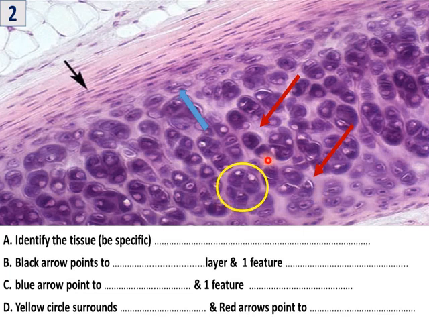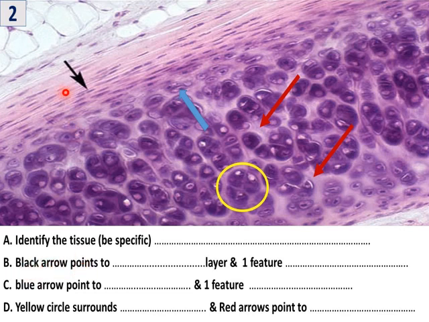Okay, number 2, I can see many cell nests, and this is surrounded with perichondrium. The cartilage that's surrounded with perichondrium is either hyaline or elastic. I cannot see the elastic fibers and I have many cell nests, so it is hyaline cartilage.